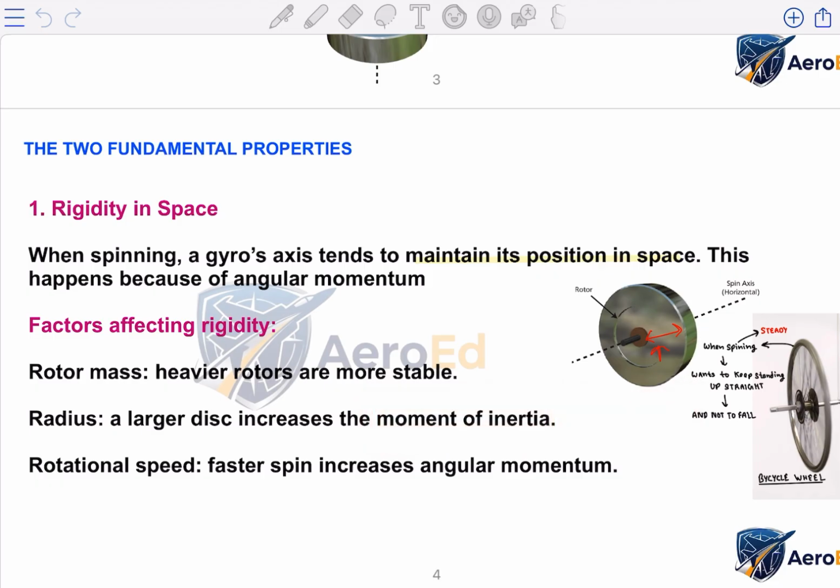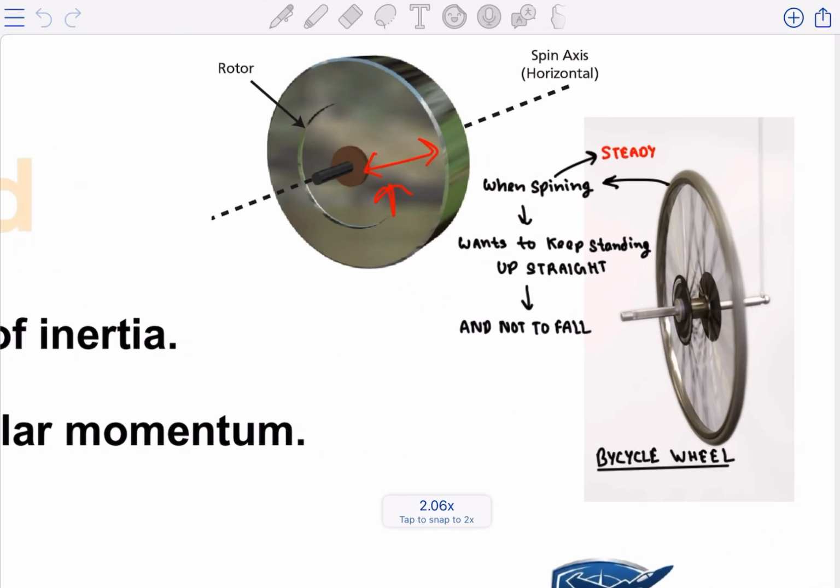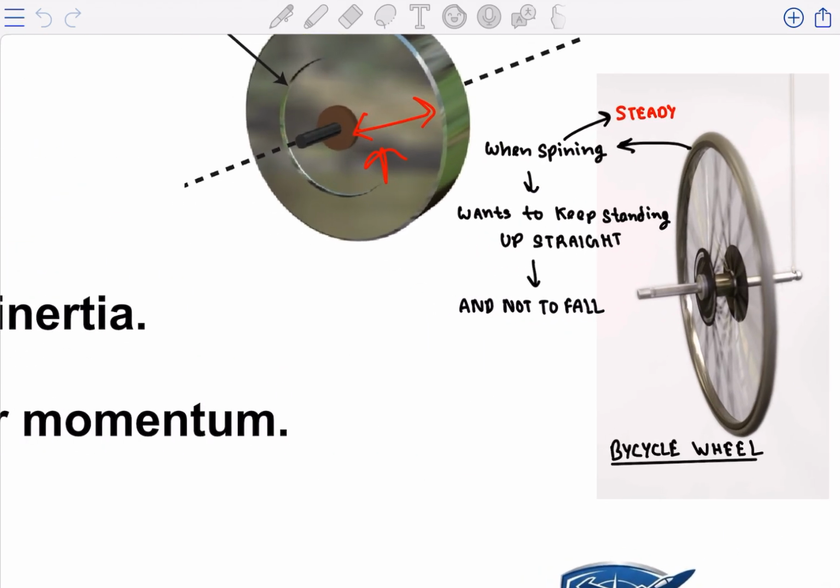Next is the rotational speed. If we increase the speed of rotation, it will increase the angular momentum and thus the rigidity will also increase. Let me explain. When we ride a bicycle at a slower speed, it is less stable. You have realized it, right?